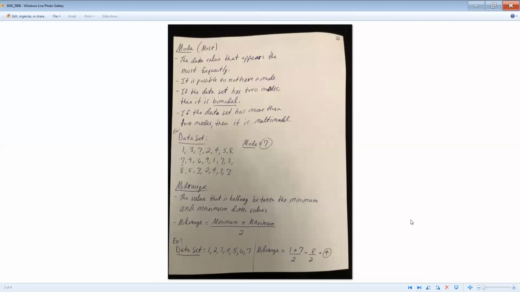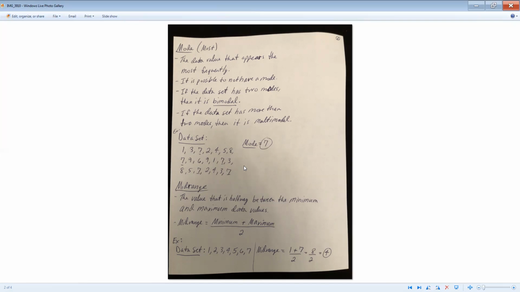The mode, you think about most. The mode is the data value that appears the most frequently. It is possible to not have a mode. If the data set has 2 modes, it's considered bimodal. If the data set has more than 2 modes, then it is considered multimodal. So if I had the data set 1, 3, 7, 2, 4, 5, 8, 7, 9, 9, 6, 9, 1, 7, 3, 8, 5, 7, 2, 4, 3, 7, the mode would be 7 because 7 appears the most amount of times.